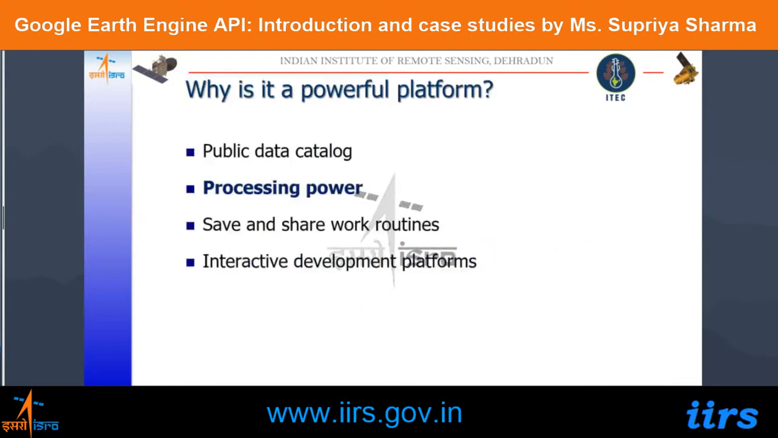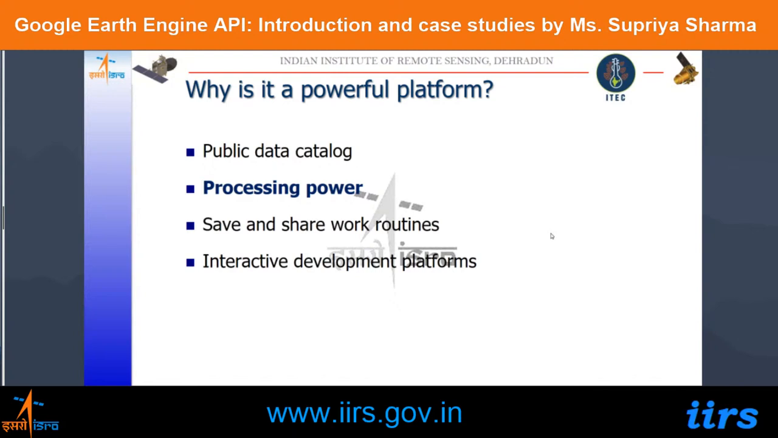Another reason why this is powerful is its high processing power. So the Google Earth Engine automatically parallelizes the computation across many servers. So the request that you send to the Earth Engine is split into different units, and these units are computed parallelly. Finally, the result is reassembled and it is sent back to the user.